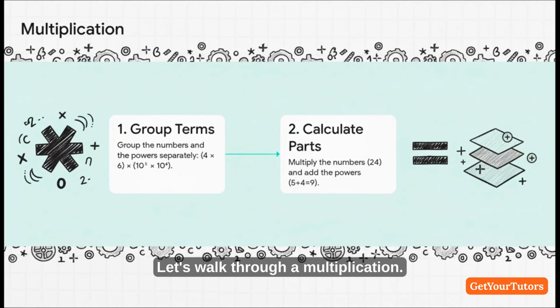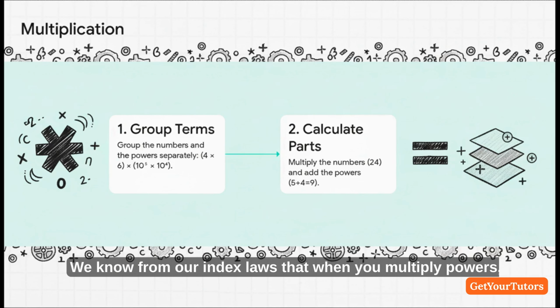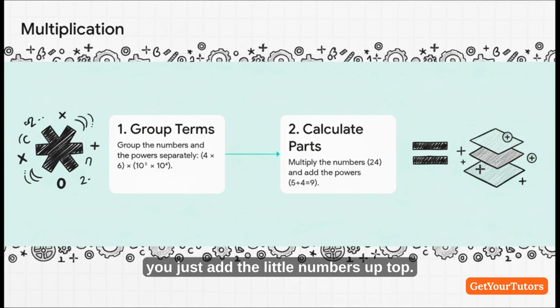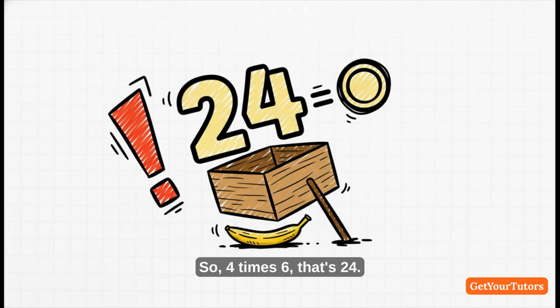Let's walk through a multiplication. We've got 4 times 10 to the fifth times 6 times 10 to the fourth. The trick is to just regroup them. Put the regular numbers together, the 4 and the 6, and put the powers of 10 together. We know from our index laws that when you multiply powers, you just add the little numbers up top. So 4 times 6, that's 24. Easy. And 10 to the 5 times 10 to the 4 gives us 10 to the power of 9, so we get 24 times 10 to the 9.